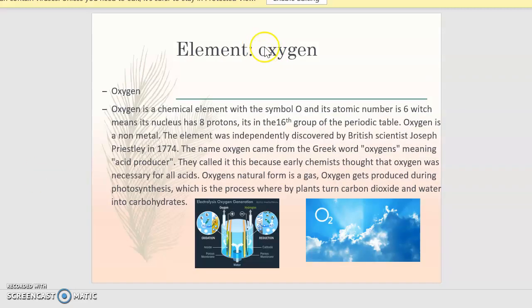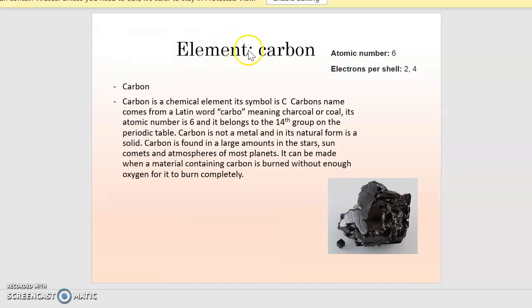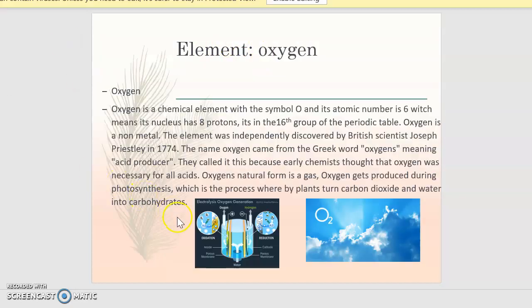Oxygen needs capital O, same for carbon needs capital C. You needed a Bohr diagram or a diagram of a molecule of oxygen would have been good, but you have a decent amount of information here, background information, which is great.